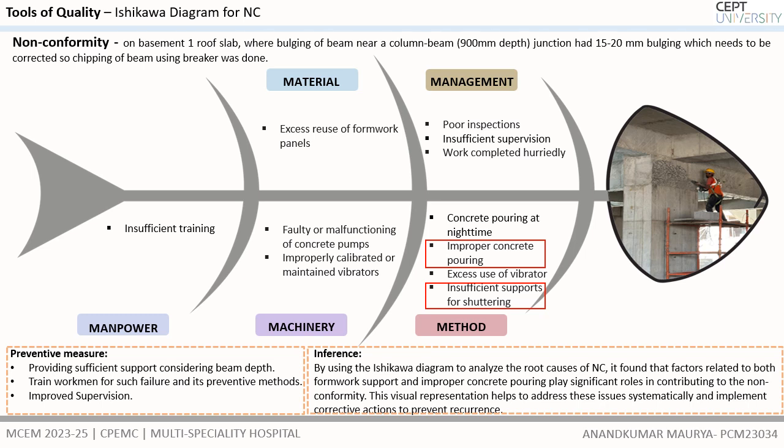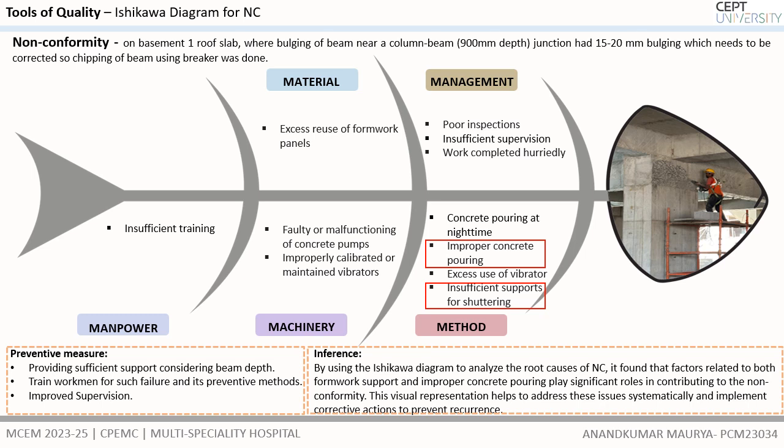For all of the point and analysis, we can find the root cause of the problem is the insufficient support for the shuttering, and subsequently the effect of the improper concrete pouring resulting in the non-conformity. The preventive measure could be providing sufficient support considering the beam depth.